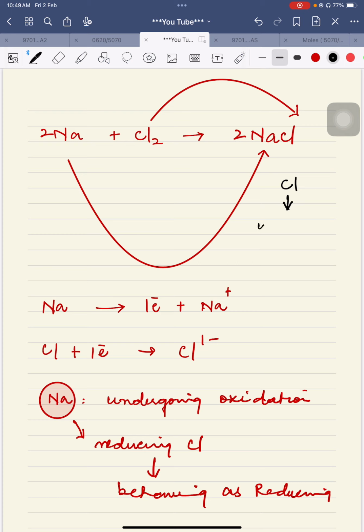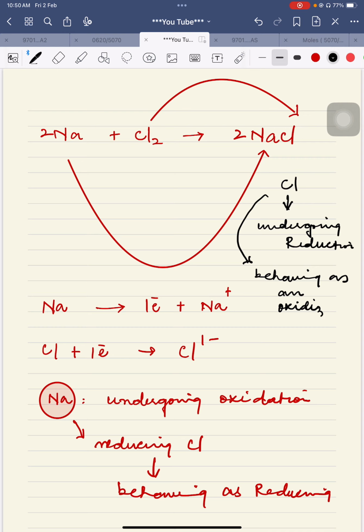For chlorine, what do we say? It is undergoing reduction. And what is the next one? It is behaving as an oxidizing agent. So this is the total story related to oxidizing agents and reducing agents.